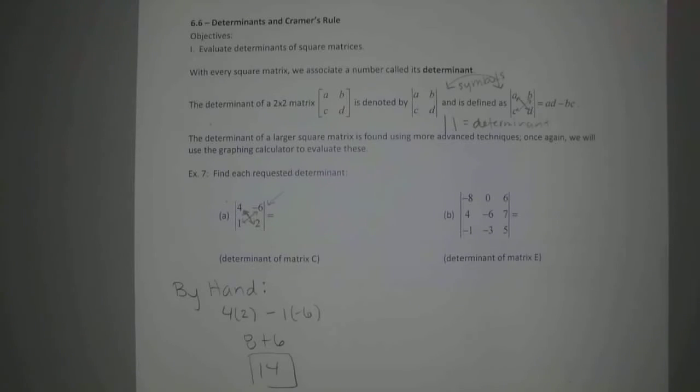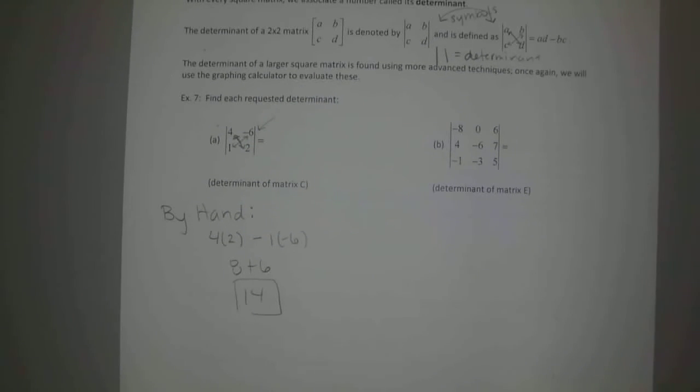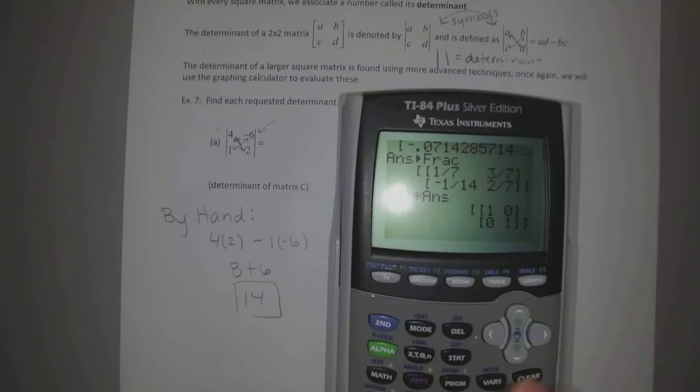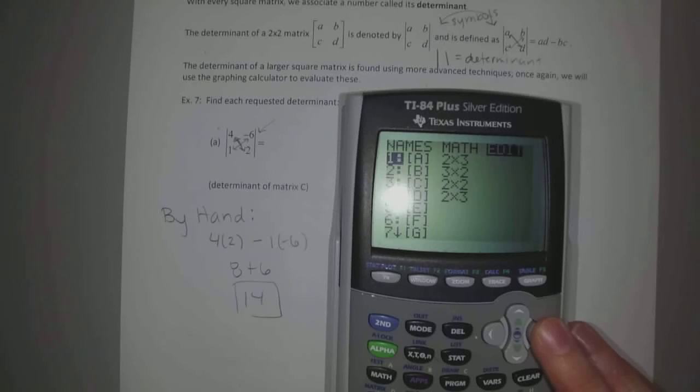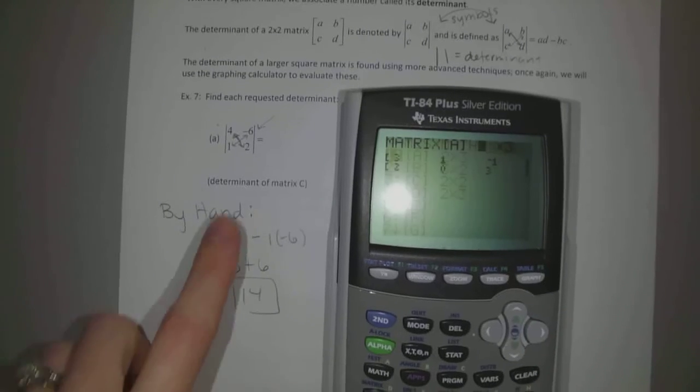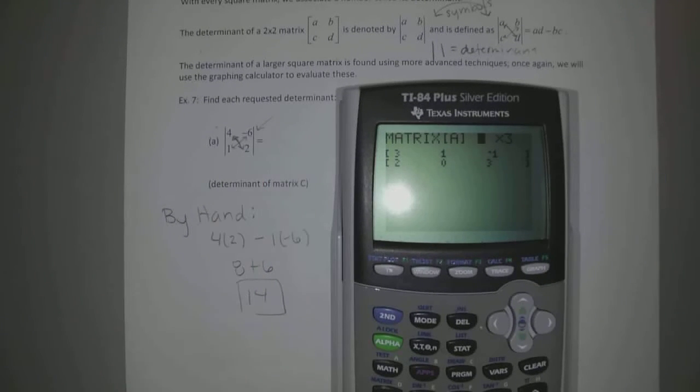Throw this original matrix in your calculator, okay? So let's do that real quick so I can show you how to do that. We'll do second matrix. I'm done with these A, B's, and C's from before, so I'll just edit A. What size matrix is this? 2 by 2. Go ahead and type in its entries 4, negative 6, 1, 2. Does that look okay? Get out of there.